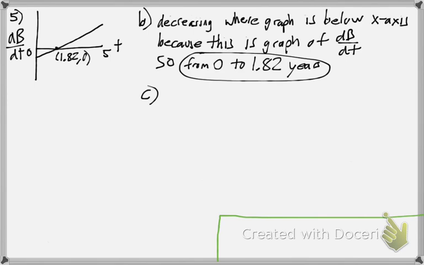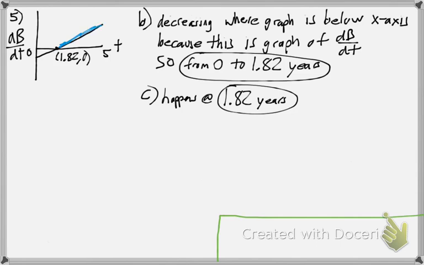So let me put that. So this happens at 1.82 years. And again, this is because it has been decreasing all the way up until then. Wherever your rate of change is negative, that's decreasing. Even though it's pointing upward, it still is decreasing there. And then once it goes above the axis, that's where it's increasing again. So the minimum is going to happen at 1.82.